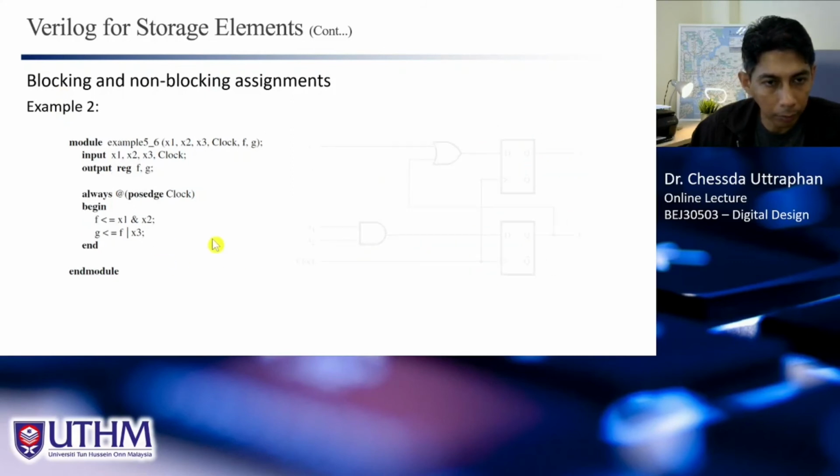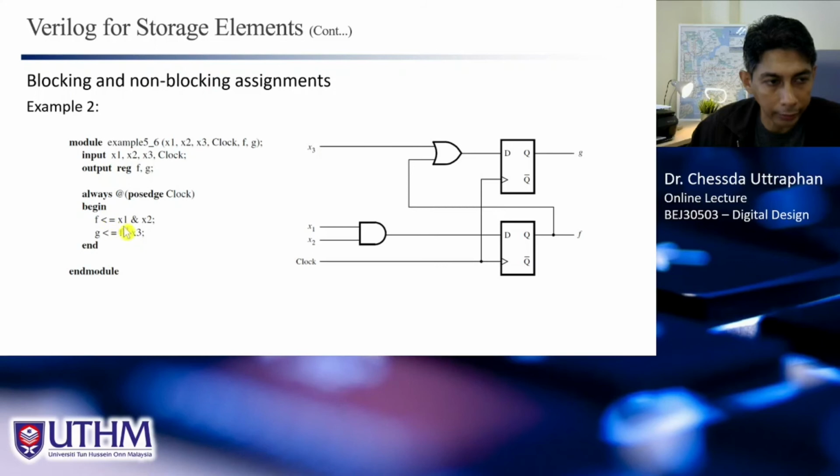But if you use non-blocking assignment, you'll have this because it is evaluated separately, right? So you have F, which is X1 and X2, and this one is one circuit where you have F here, and F now is ORed with X3, and you have G. So it's different actually.